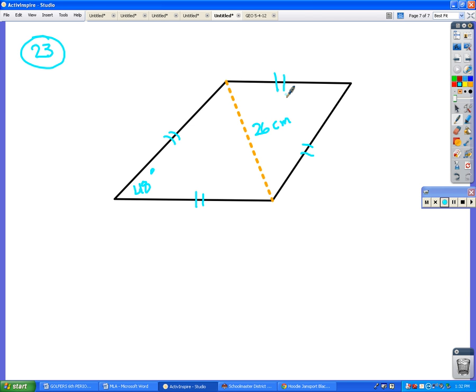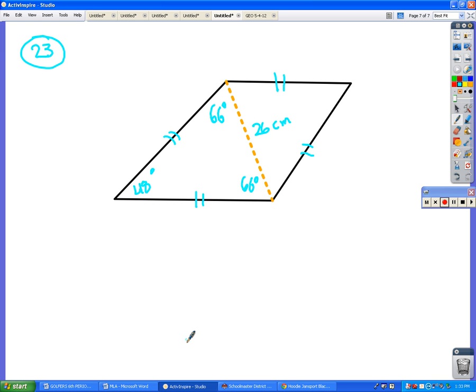Okay, so we better just figure out the area of the triangles and add them together, huh? Well, since I have an isosceles triangle right here, and this angle is 48 degrees, we can figure out what these two angles are. What are they? 66 each, because they have to add up to 132.